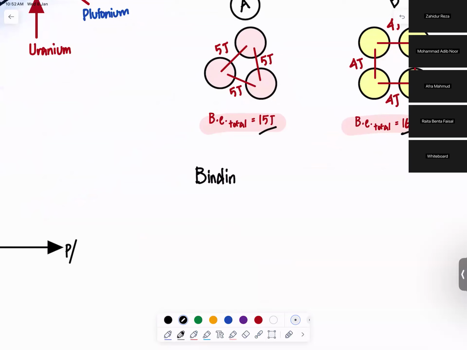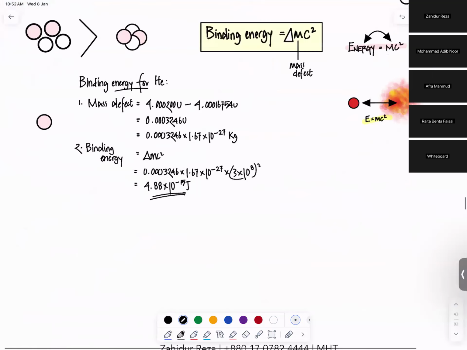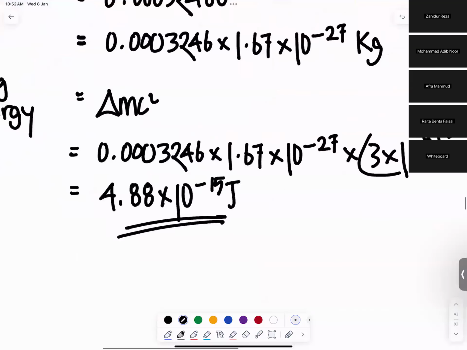Okay, so binding energy per nucleon. How do we find it? Very easy. You just take the total binding energy that we found earlier and divide it by the number of nucleons. So we divide by however many nucleons we have, and we get an average. So we should take all the energy we get here and then divide it by the total number of nucleons.